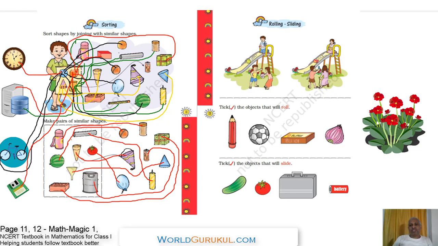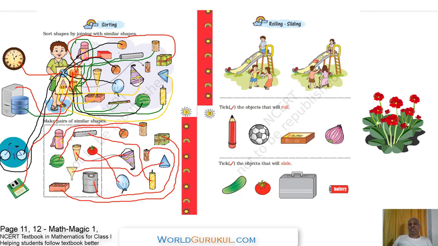So here on the left side, this boy is throwing a ball. This is coming down by rolling. Okay? And on the right side, a girl is pushing a brick down. So how the brick will come down? It comes by sliding. Okay? It moves on the surface. It doesn't roll, right?